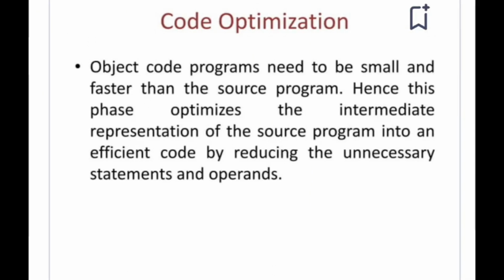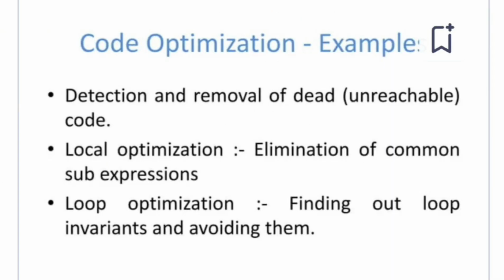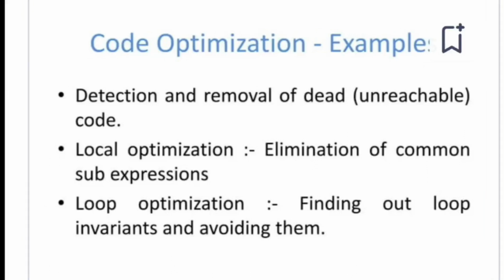Code optimization. The object code program needs to be smaller and faster than the source program. Hence, this phase optimizes the intermediate representation of the source program into efficient code by reducing unnecessary statements and operands. Code optimization examples: detection and removal of dead, unreachable code. Local optimization: elimination of common subexpressions. Loop optimization: finding loop invariants and avoiding them.